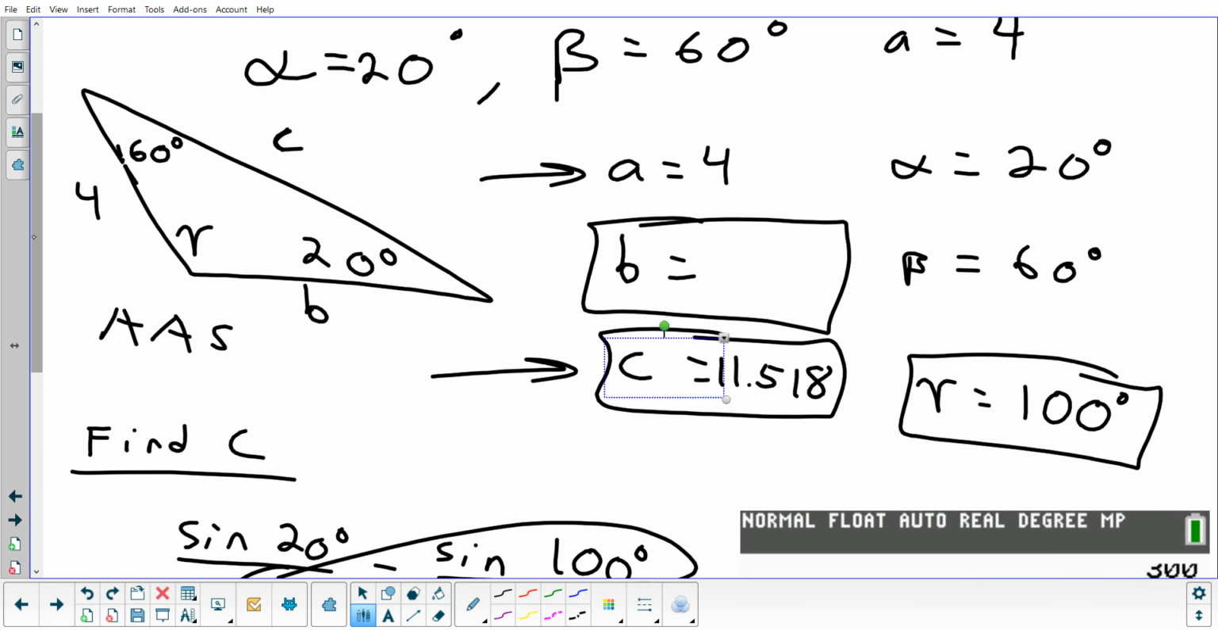Well, I've got 2 of the sides. Can I just do Pythagorean Theorem to finish it up and get B? What do you think, Tyler? No. No. That's not a right triangle. If you try to do Pythagorean Theorem, you're assuming you have a 90 and you don't. So it's not going to come out right. So we're going to find B the same way we found C.